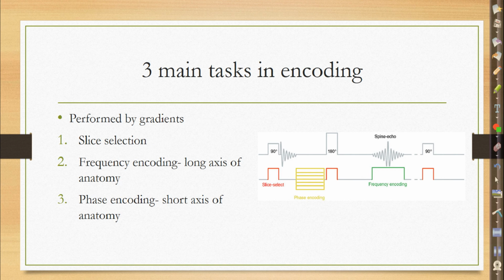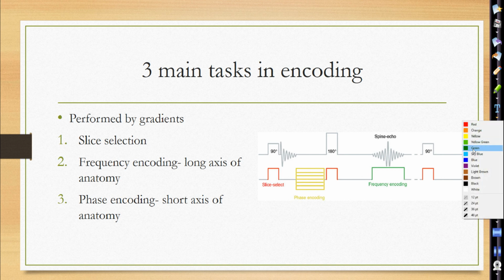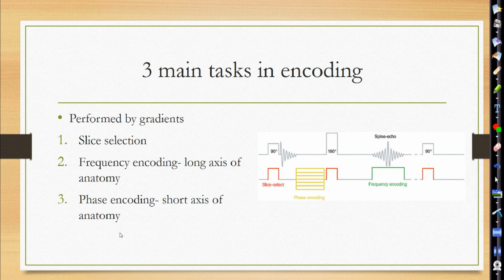That's because we don't want an artifact called aliasing or phase wrap. We'll cover artifacts later on, but I just want to relate it to why we do not put the long axis as the phase. We want the short axis to reduce aliasing, which is also called phase wrap.